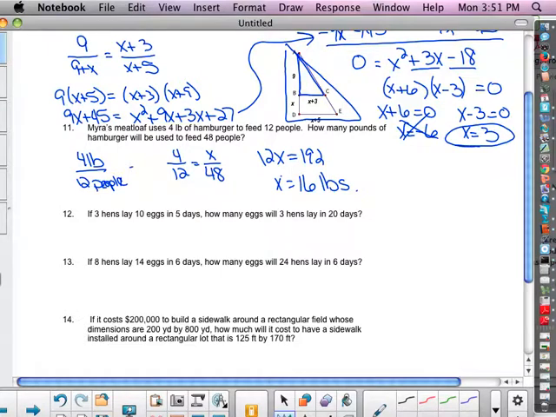Number 12, if 3 hens lay 10 eggs in 5 days, how many eggs will 3 hens lay in 20 days? So try not to get confused. You're working with the same number of hens. You just have eggs, 10 eggs in 5 days. So how many eggs, x, will they lay in 20 days? So 5x is equal to 200, so x would be equal to 40 eggs.